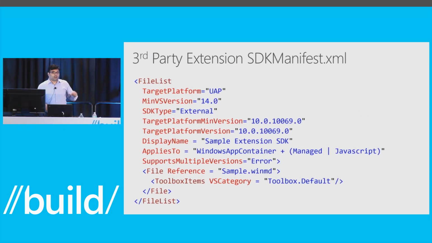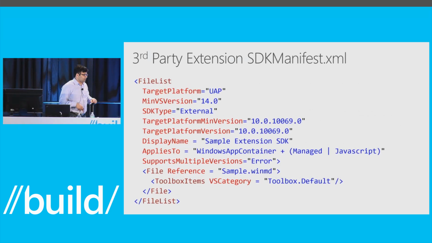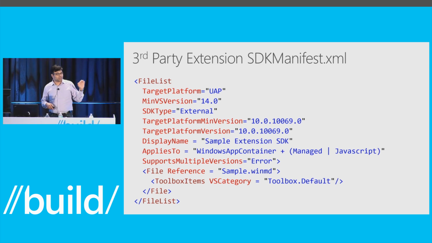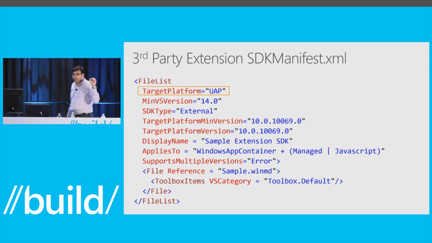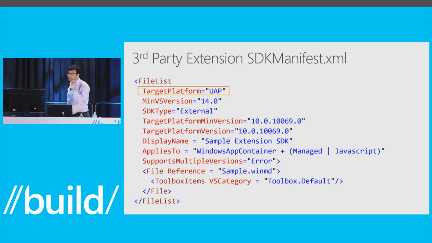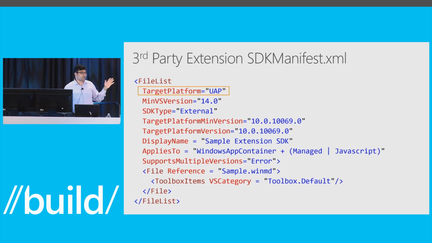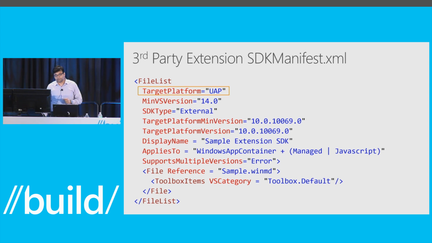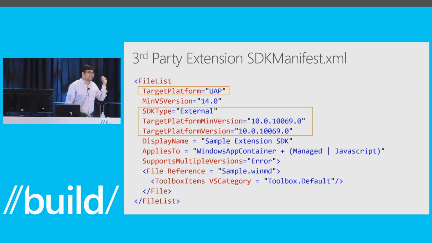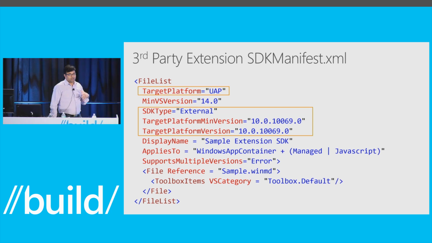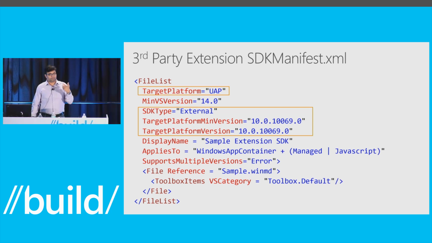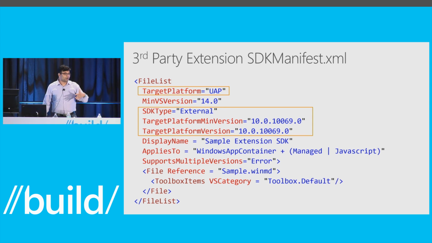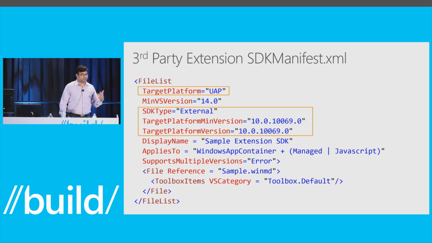I want to briefly talk about the SDKManifest.xml because we have changed certain properties here. So if you are authoring an extension SDK, this will be useful to you. You need to mention that target platform is equal to UAP. What UAP stands for is Universal Application Platform, and that's what the UAP term is. You need to make sure the SDK type is marked as external. The other values for the SDK type are platform, which is used by the device family extension SDKs, or framework, which is used by frameworks like CRT and stuff like that.